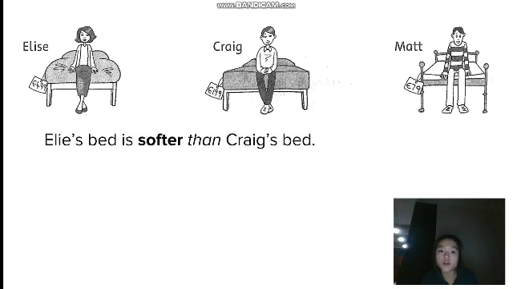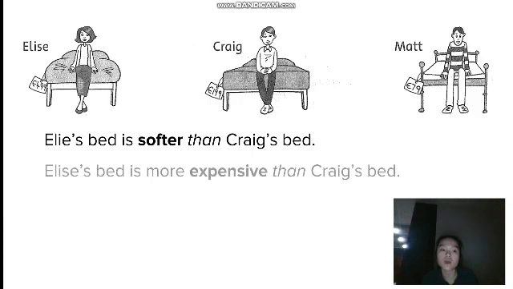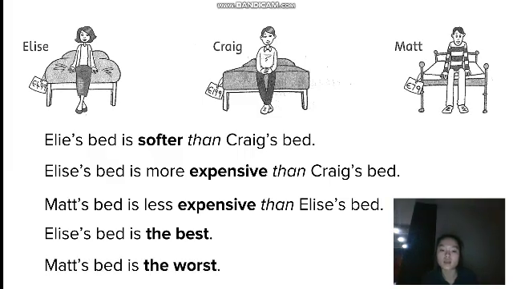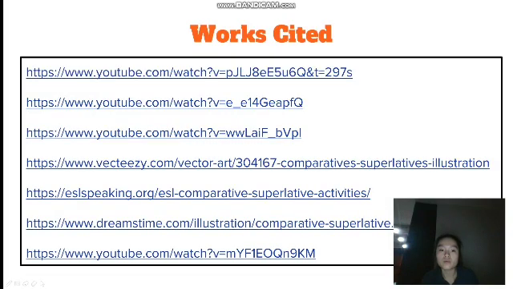Alice's bag is softer than Craig's bag. Alice's bag is more expensive than Craig's bag. Matt's bag is less expensive than Alice's bag. Alice's bag is the best. Matt's bag is the worst. Hope you got them right.